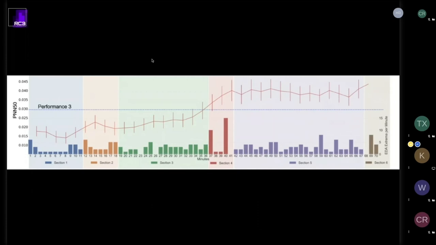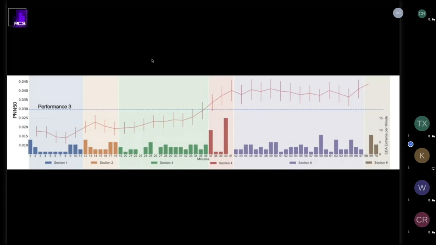You see PNN 50 on the left side is the scale. The blue line gives you the average of the PNN 50 value. So this is the RR interval related heart rate variability feature, and that feature is especially related to relaxation and also to stress. So usually a lower PNN 50 value means you're more relaxed, and a higher value means that you are more stressed out.